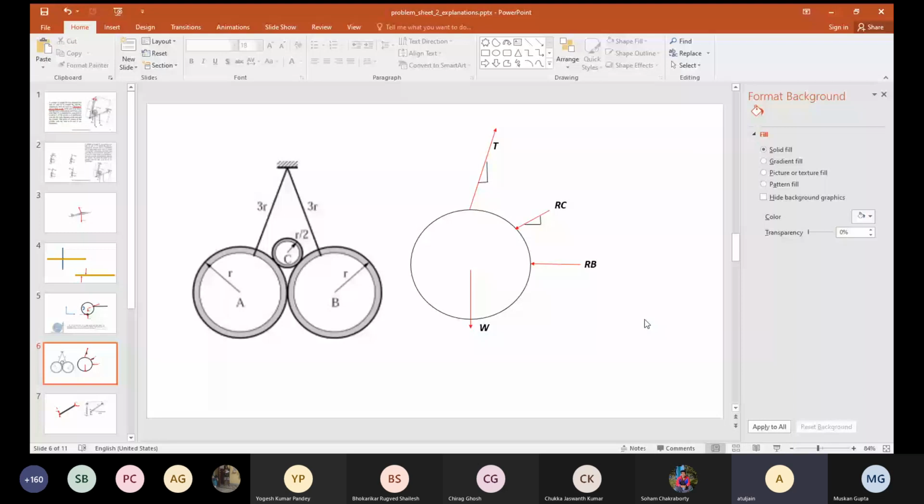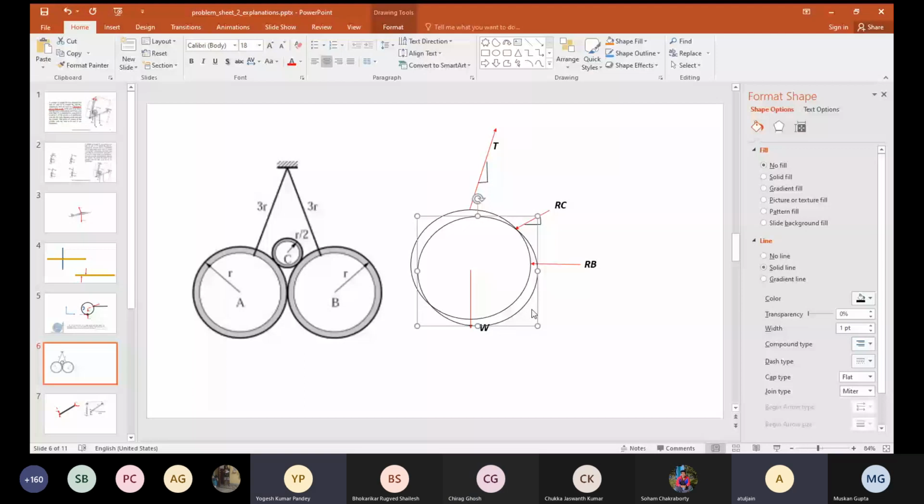So this is the free body diagram of A. What will the free body diagram of B look like? It is symmetric, a mirror image of A, with the directions opposite. No, of C I am talking about.